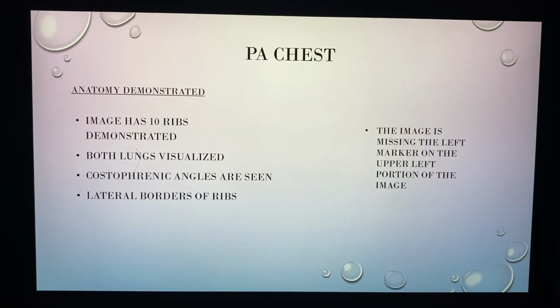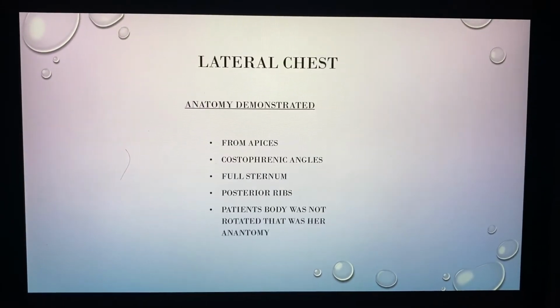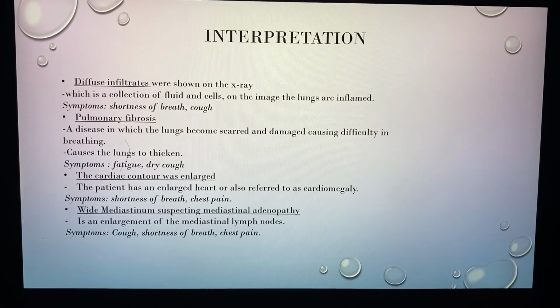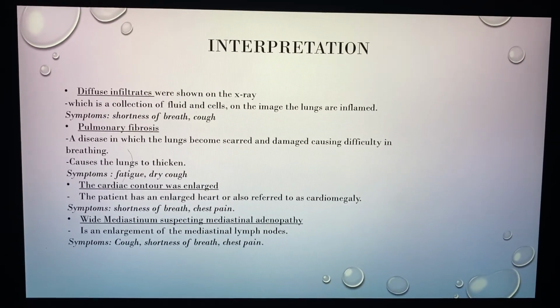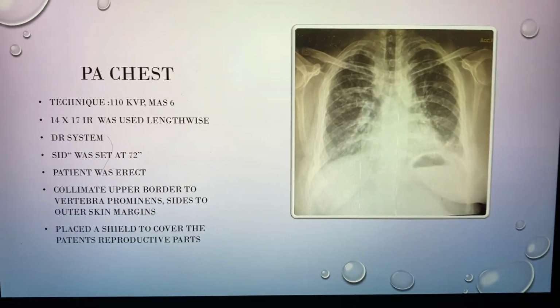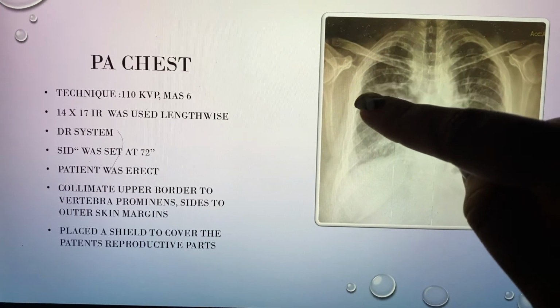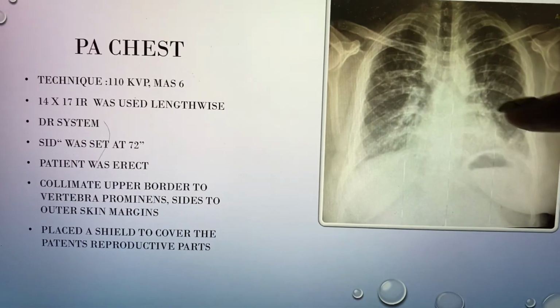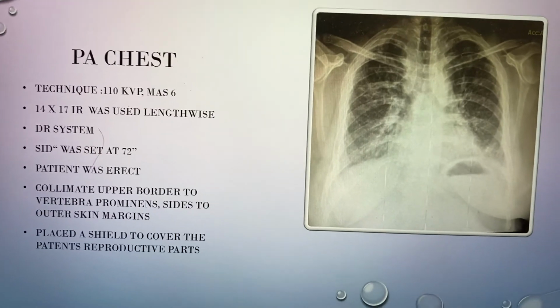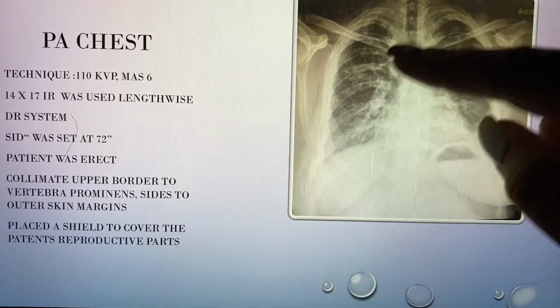So as I was explaining before, in her lungs we were talking about the cardiomegaly, the wide mediastinum, and pulmonary fibrosis and infiltrates. So here, this is all the infiltrates that you can see. And the widening of the mediastinum is right here in the middle. So it's pretty much what I was saying before, the lymph nodes are all swollen.